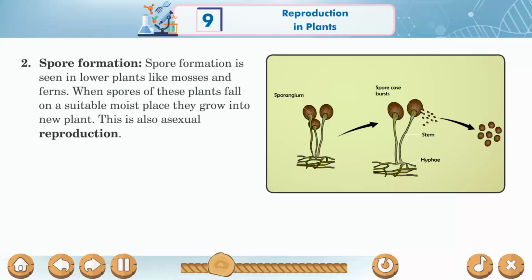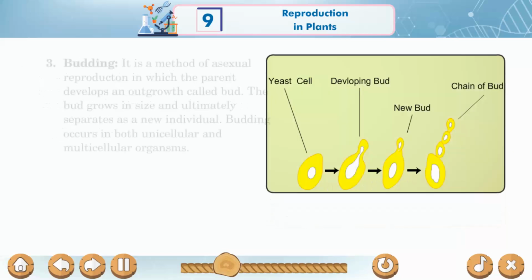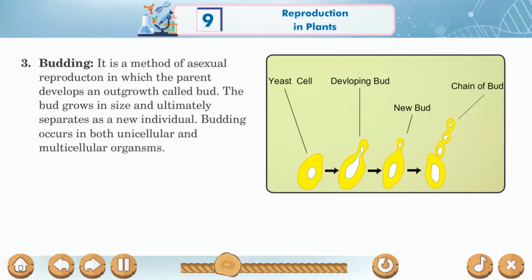2. Spore formation. Spore formation is seen in lower plants like mosses and ferns. When spores of these plants fall on a suitable moist place, they grow into a new plant. This is also called asexual reproduction. 3. Budding. It is a method of asexual reproduction in which the parent develops an outgrowth called bud. The bud grows in size and ultimately separates as a new individual. Budding occurs in both unicellular and multicellular organisms.